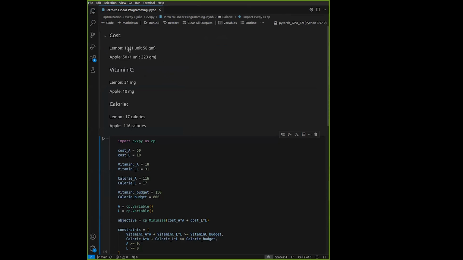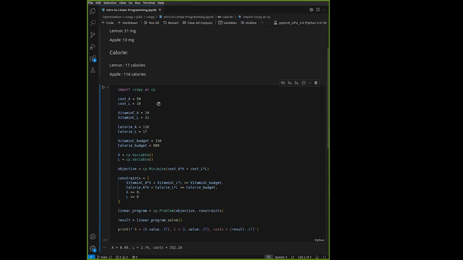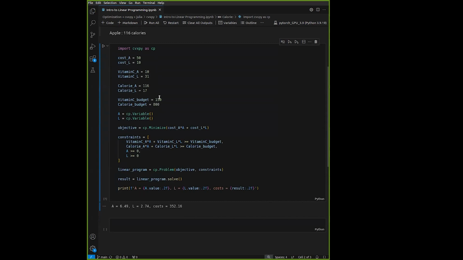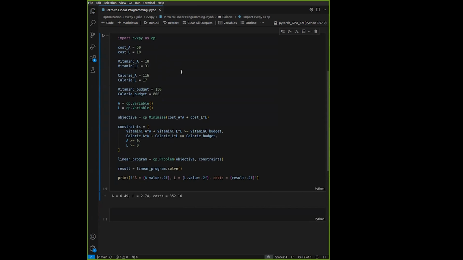So these were the details we had. The cost of a lemon was 10 rupees, the cost of an apple is 50 rupees, and assuming that 1 unit of lemon is almost 60 grams, 1 unit of apple is about 220 grams. These are reasonable-sized apples and lemons which have these costs. In vitamin C terms, these units have 31 milligrams and 10 milligrams of vitamin C respectively. Lemon has 17 calories and apple has 116 calories. And what we want to find is how many apples and how many lemons we want to eat.